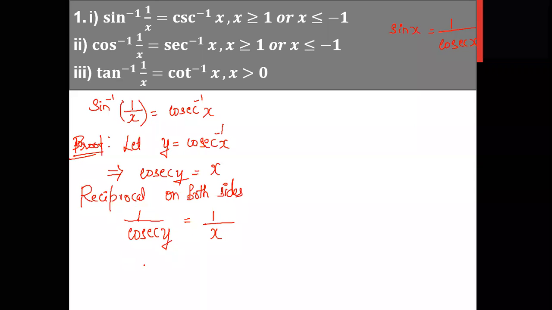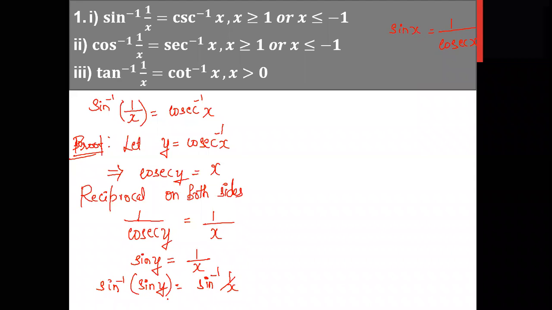Now, what is 1 by cosecant y, students? It is sin y. Good. So sin y is equal to 1 by x. I need the value of y at the end. So what can I do? I should apply sine inverse on both sides, correct? So what happens?